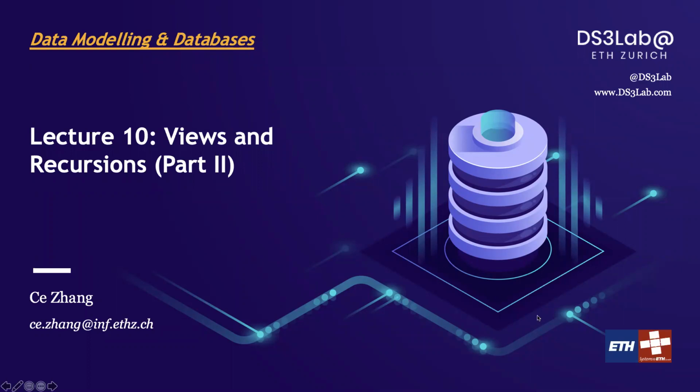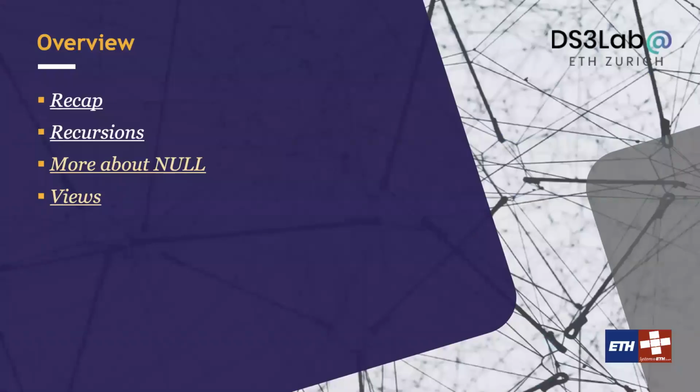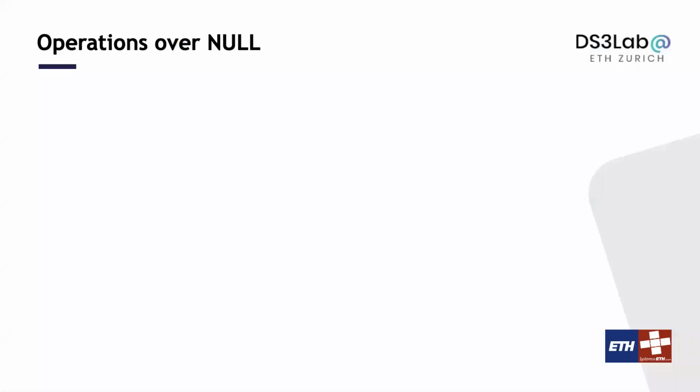Okay, so let's continue. In the first half of the lecture, we talked about recursion. In the second half, let's switch gears and talk about some other functionalities inside databases. Let's first talk a little bit about null. We talked about that before, but there's some additional content. And then we are going to talk about views. So let's start from null.